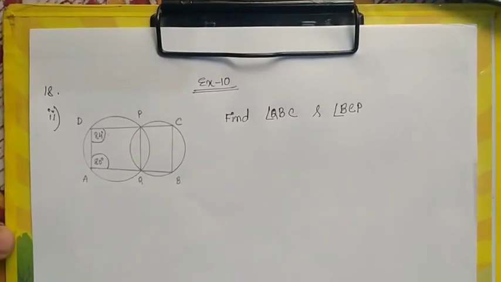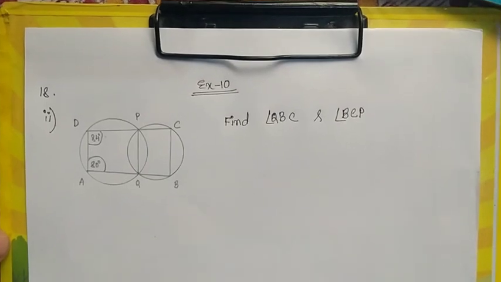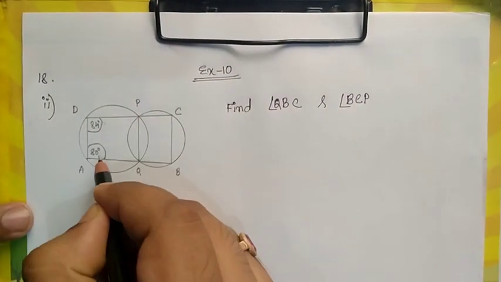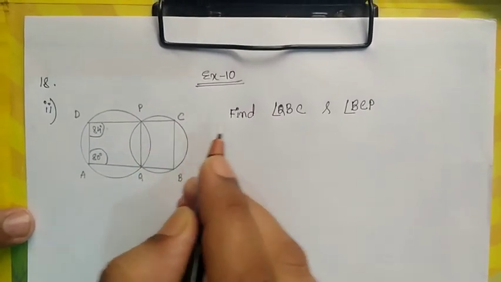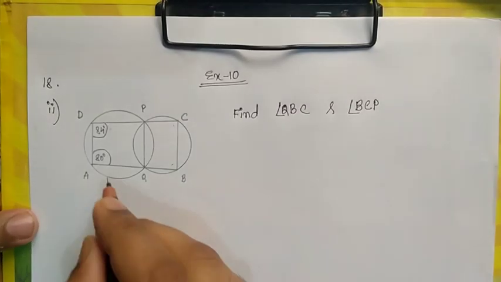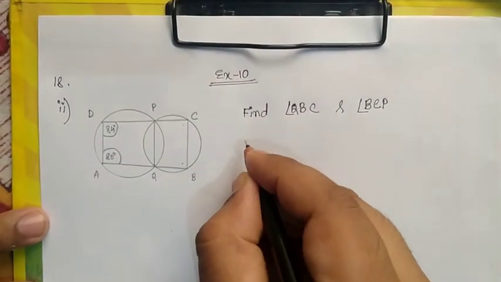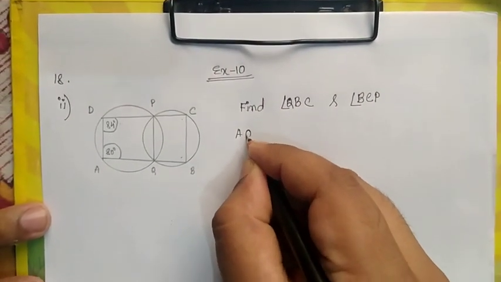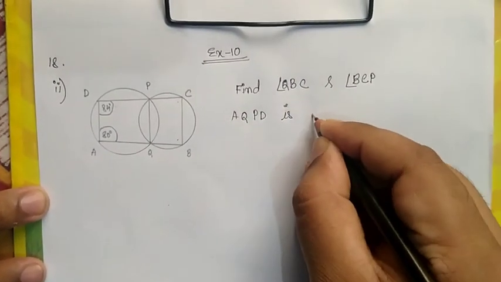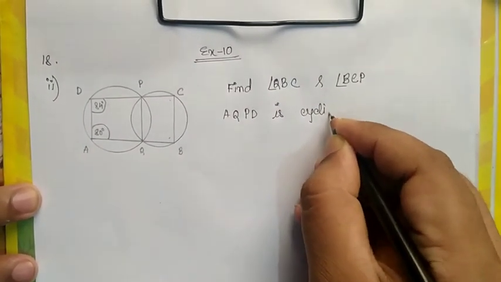Now this is exercise 10, sum number 18-2. Here this angle is 84 degree and this angle is 80 degree. We have to find this angle and this angle. So therefore AQPD is cyclic quadrilateral.